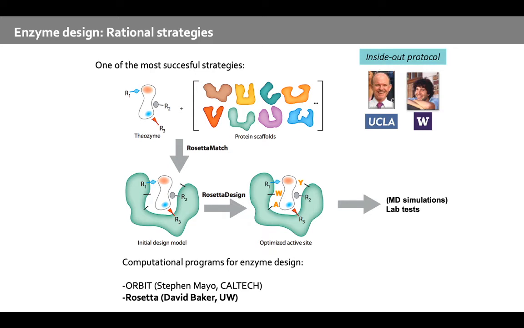So the same strategy can be followed using a computational program. In this case, there are different options. Rosetta is the most famous one, I would say, by David Baker. But there are also others. Orbit, for example, that was developed by Stephen Mayo, now called Triad. So there are these computational programs that have the same idea as before.